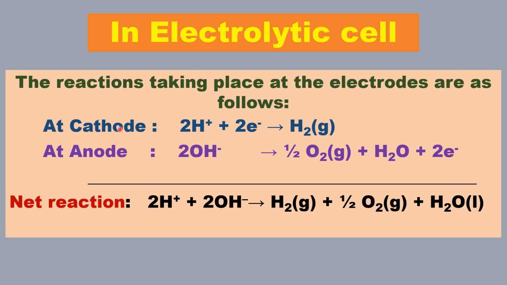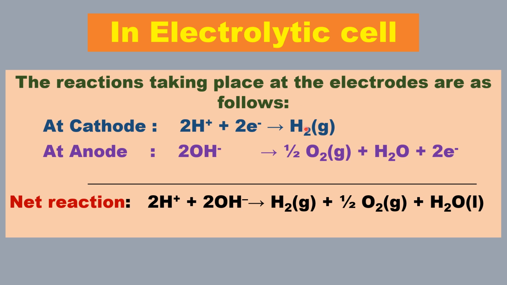So in the electrolytic cell, as I said, at the cathode hydrogen gas is released. These are in the diagram. At the anode, OH minus ion is oxidized to give oxygen gas. So, 2 electrons. At the cathode reduction takes place. At the anode oxidation takes place. So H2 gas is released at the cathode.